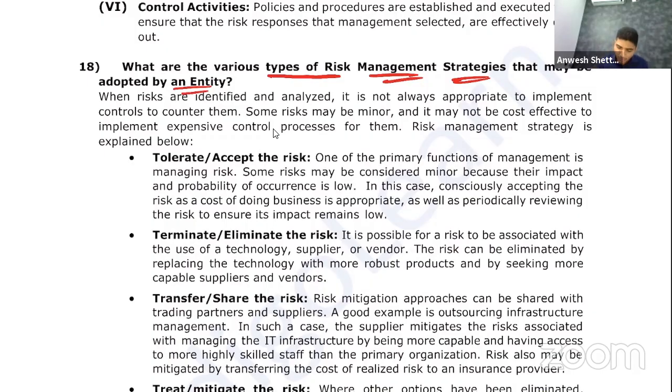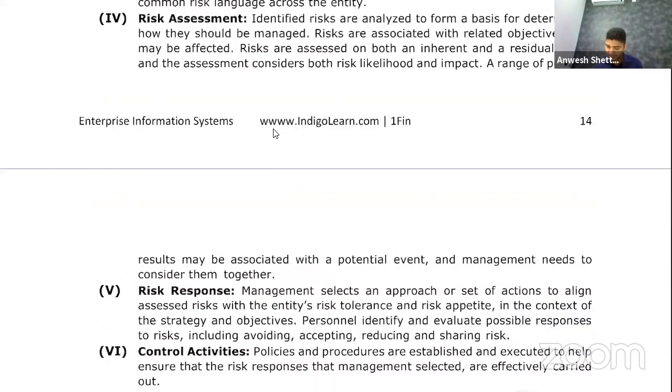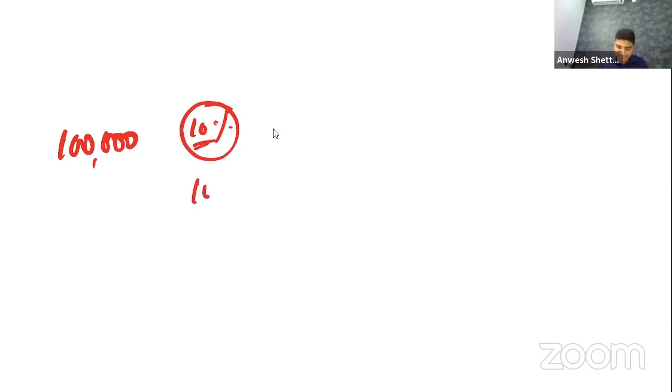Now my question is, what is risk? The institute may ask a separate question saying define risk. So first, let us understand what is risk. Let us say you have 1 lakh rupees with you and you want to invest it, and you want, let us say, 10% return. So in a year, how much return you want? That is 10,000 rupees.